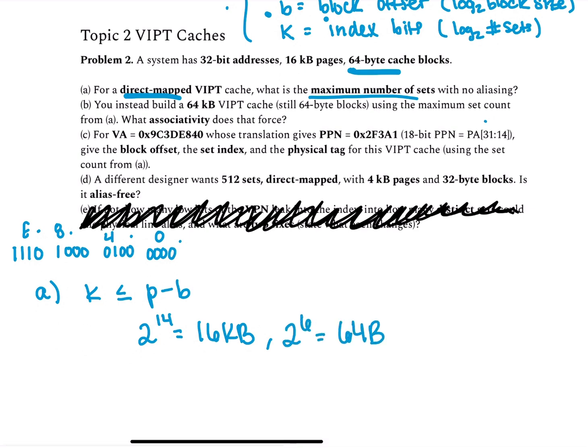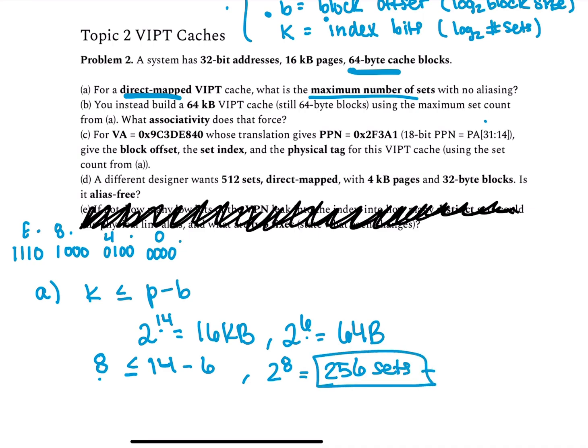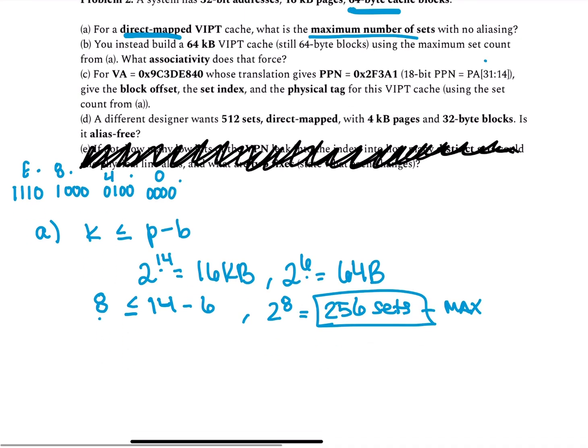64 bytes. So because of log, we'll take the exponents for P and B. So 14 minus 6 is greater than or equal to 8. And since it's the max number, we're going to take the case where it's equal to. So this would be 2 to the 8, which is 256 sets total as our max number for this direct-mapped VIPT cache.